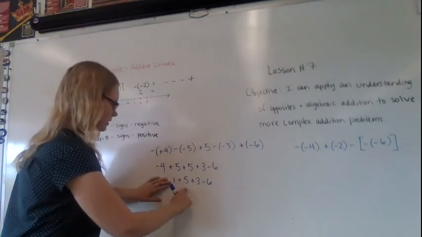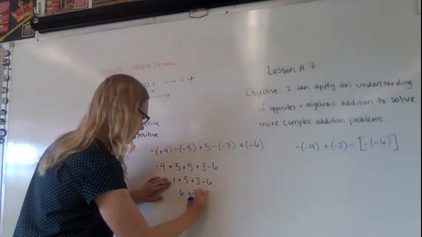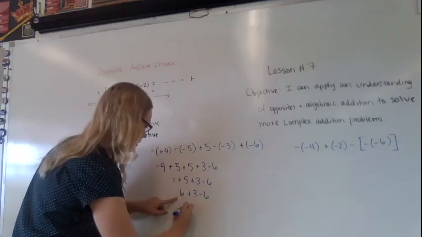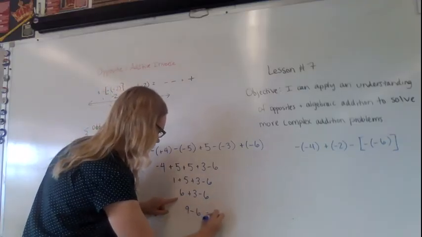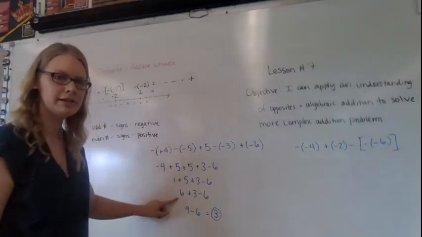So next we've got 1 plus 5, that's 6. Then we still have plus 3 and minus 6. 6 plus 3 is 9. 9 minus 6, we get 3 for our ultimate answer.